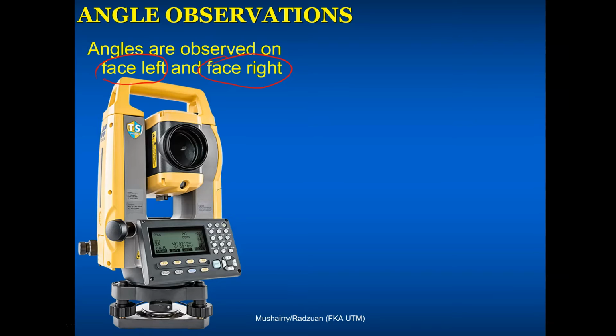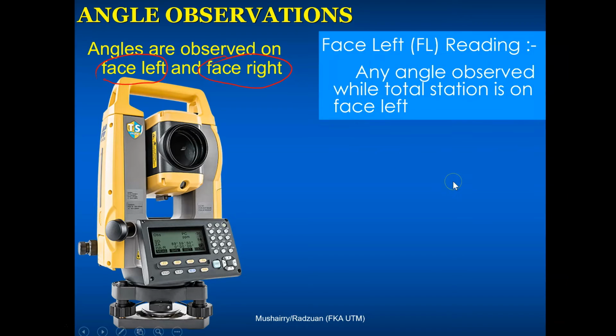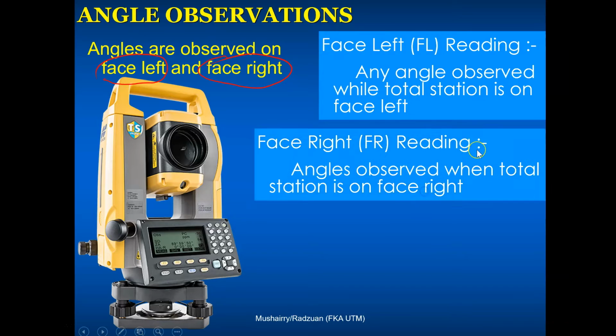So what does that mean? What's this face left and face right now? By definition, face left reading simply means any angle that we observe when the total station is on face left, and similarly, face right simply means that when the station is on face right.